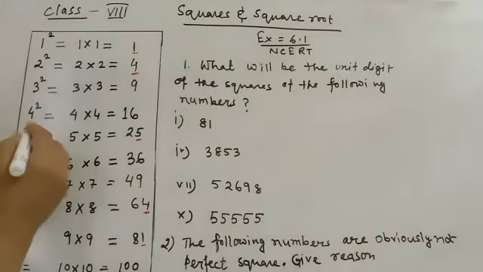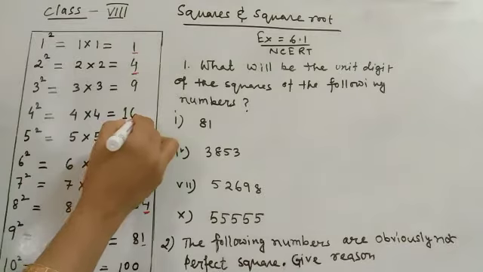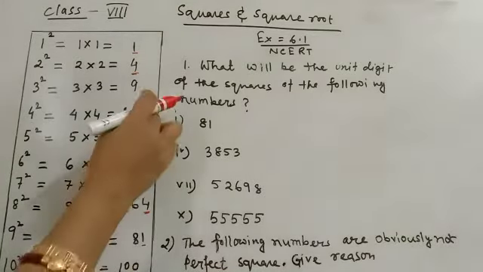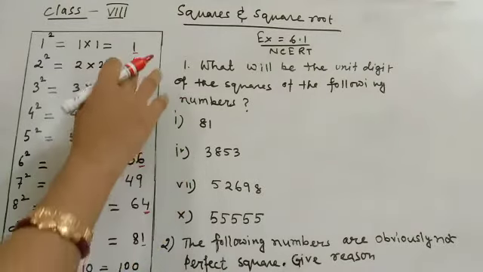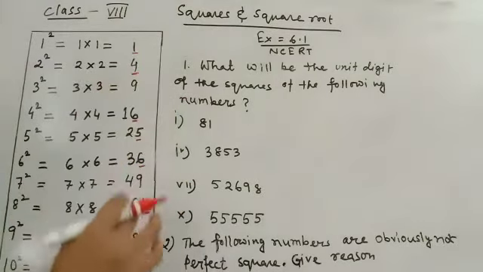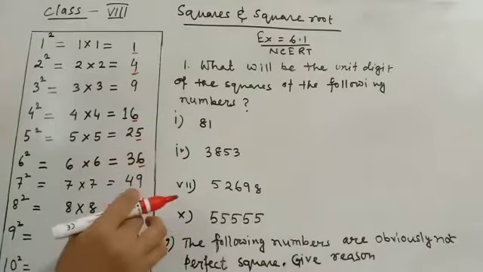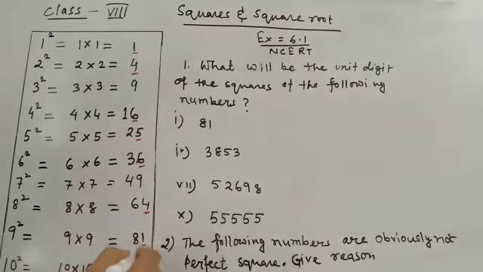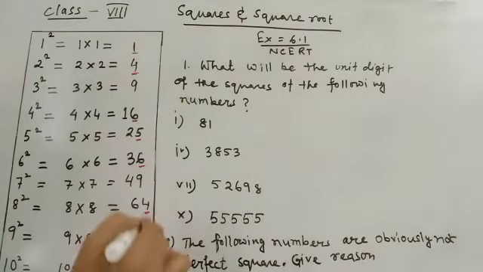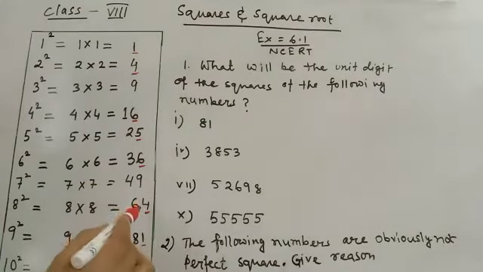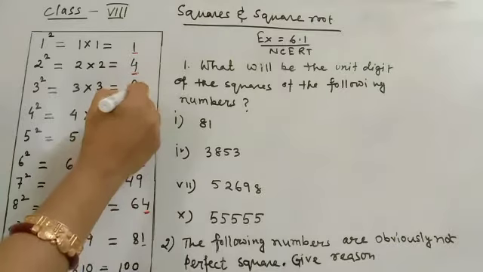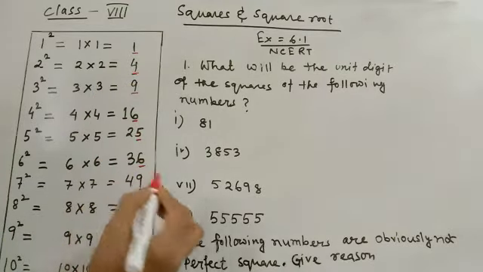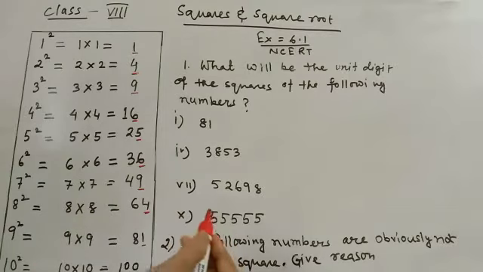6, yes, 4 4s are 16, 6 is there, and 6 6s are 36, 6 is also there. But 7, check all the numbers. Can you see 7 anywhere? No. 8, check the numbers in the ones place. Can you see 8? No. 9, yes, 9 you can see. 3 square is 9, and 7 square is 49. So the unit place number is 9.